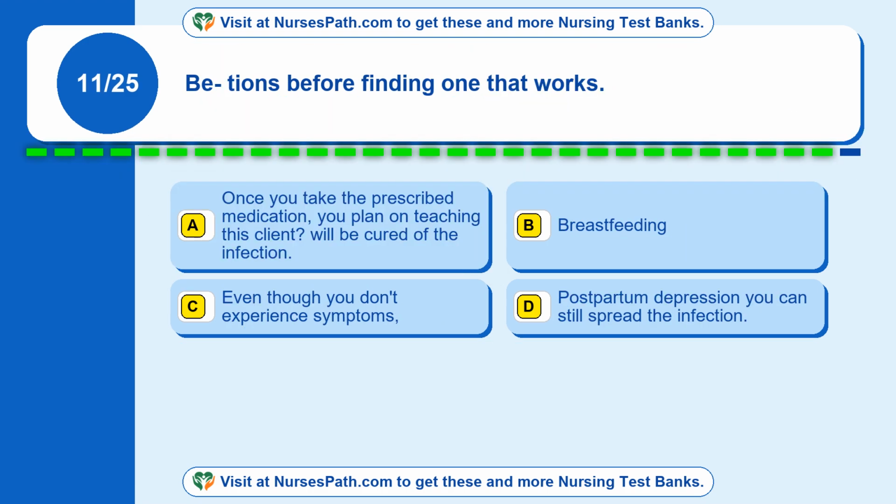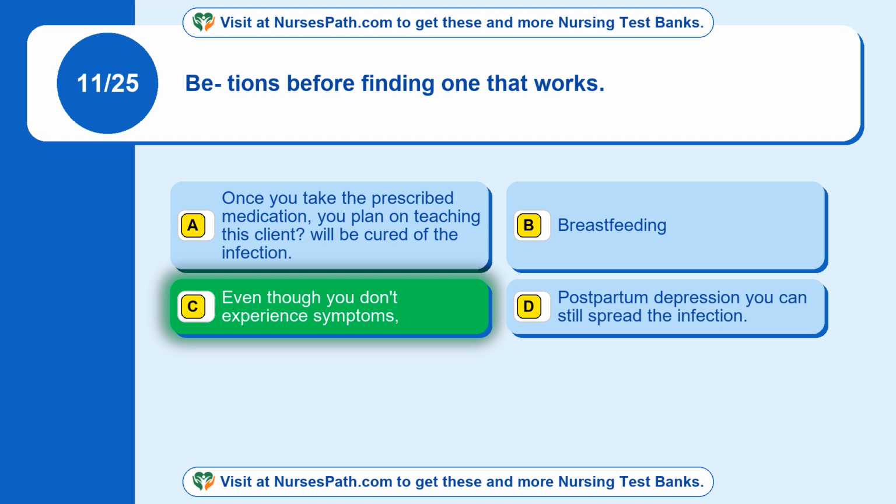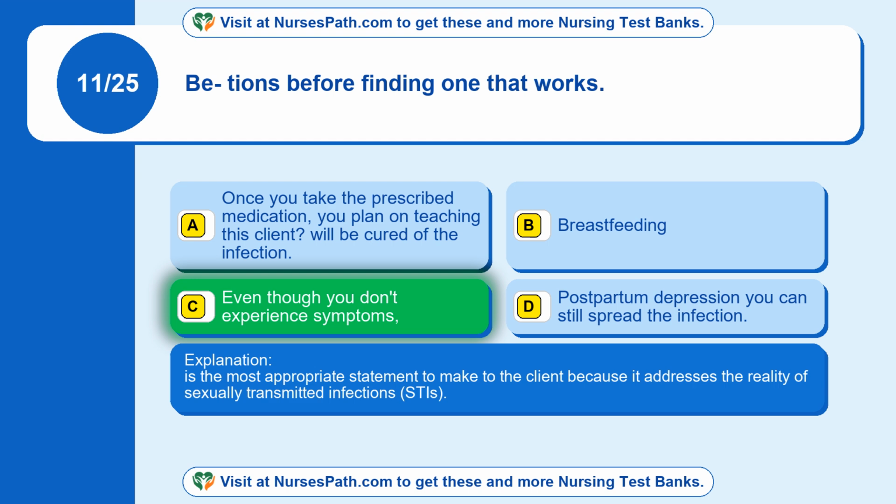Question 11. Patients before finding one that works. Option A. Once you take the prescribed medication, you will be cured of the infection. Option B. Breastfeeding. Option C. Even though you don't experience symptoms, Option D. Postpartum depression, you can still spread the infection. The correct answer is option C. Even though you don't experience symptoms is the most appropriate statement to make to the client because it addresses the reality of sexually transmitted infections, STIs.